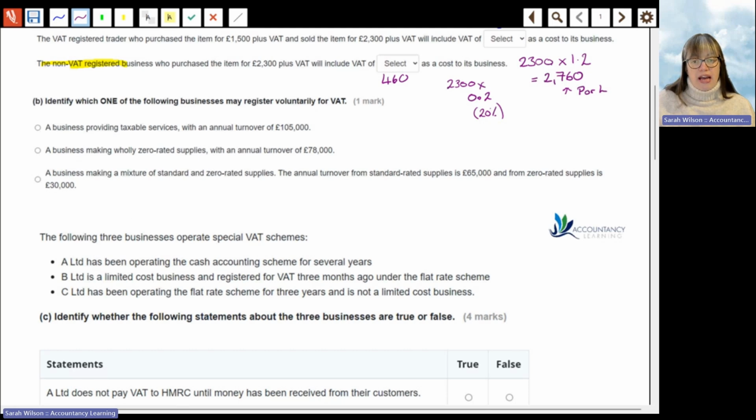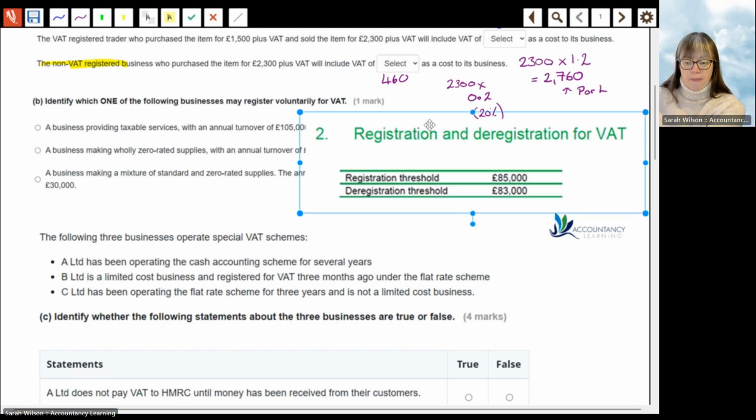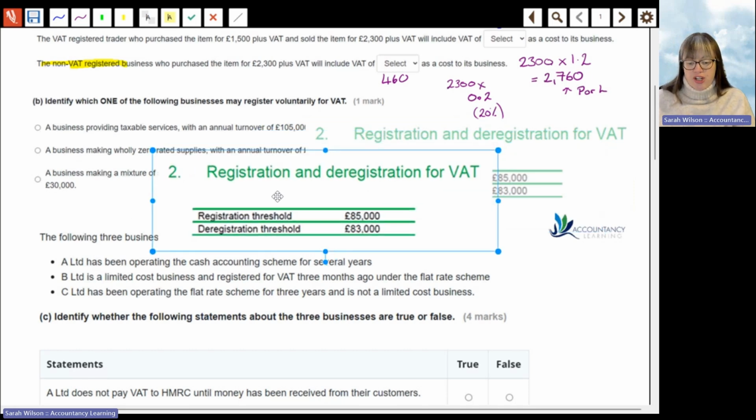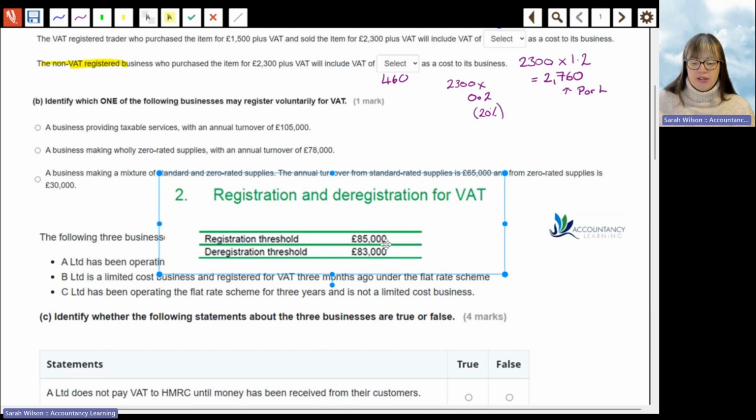We will have a look at the reference material for this question, because we can have a look at the registration threshold. 85,000 is when businesses have to register for VAT. But we're talking about when they may register voluntarily for VAT. The first one is 105,000, taxable services, annual turnover 105,000. Well, they would have to register for VAT because of the £85,000 registration threshold. So that wouldn't be voluntary.